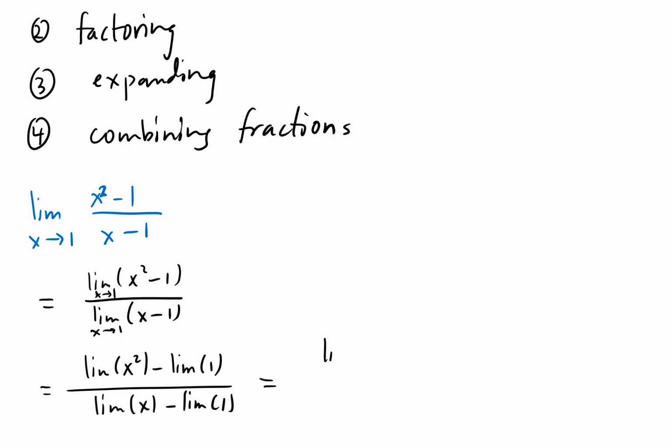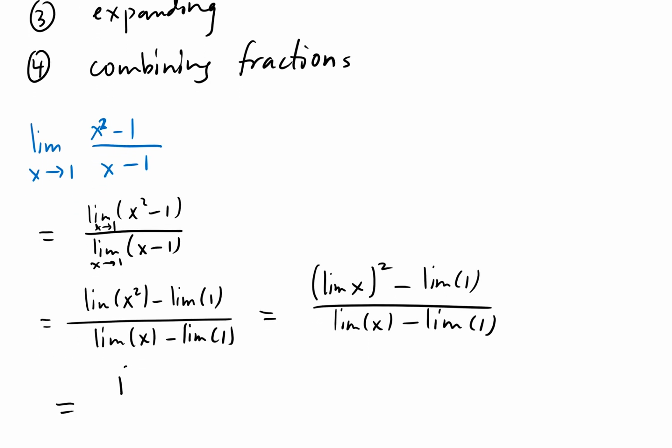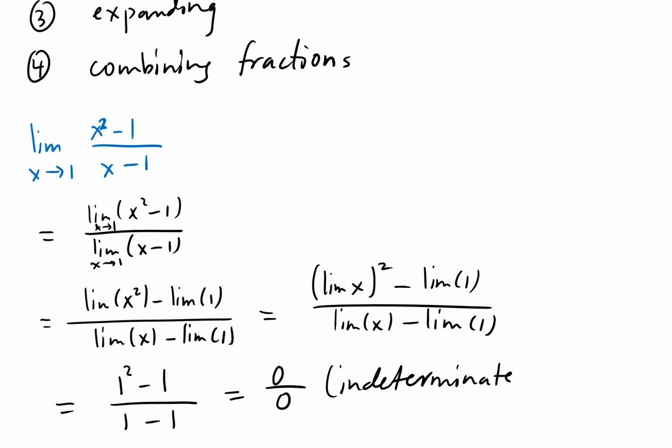And this equals the limit of x squared minus the limit of 1. The bottom one stays the same. As x approaches 1, you get 1 squared minus 1 over 1 minus 1. What do I get? 0 over 0. That's not an answer. This is an indeterminate form, as we define it in mathematics.